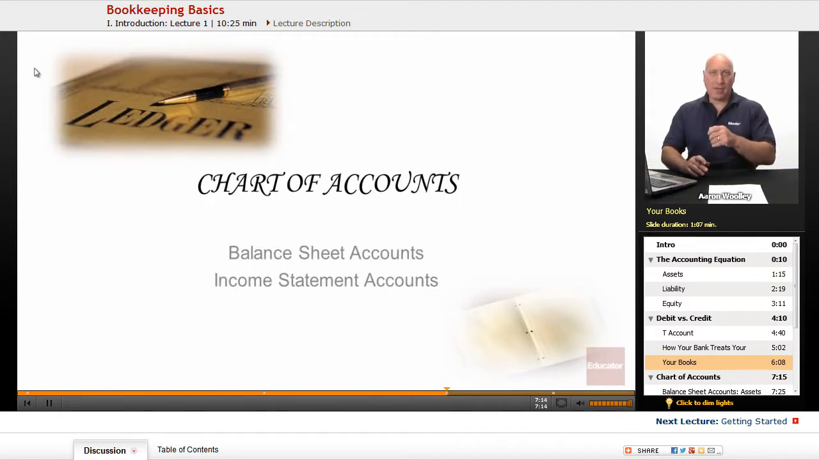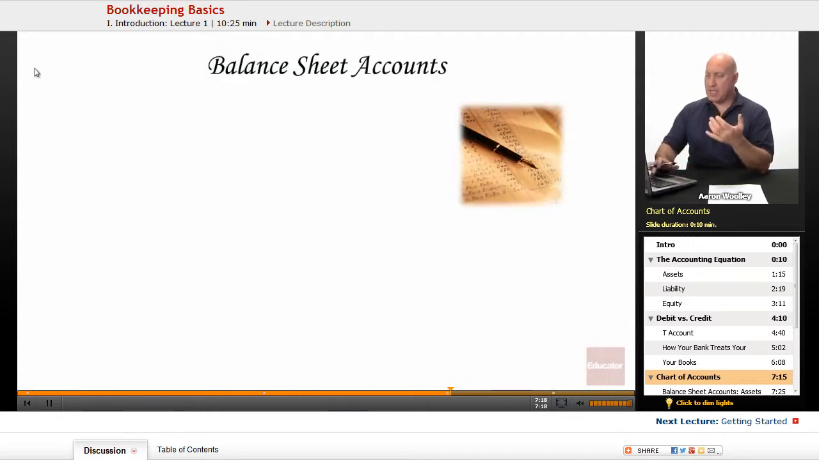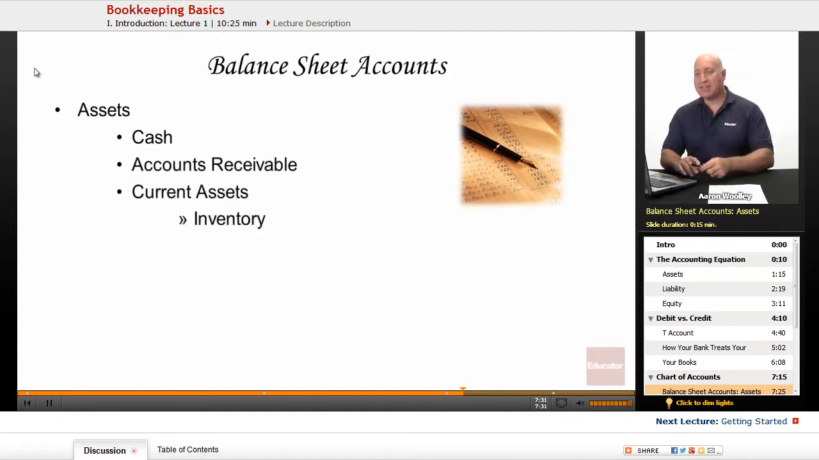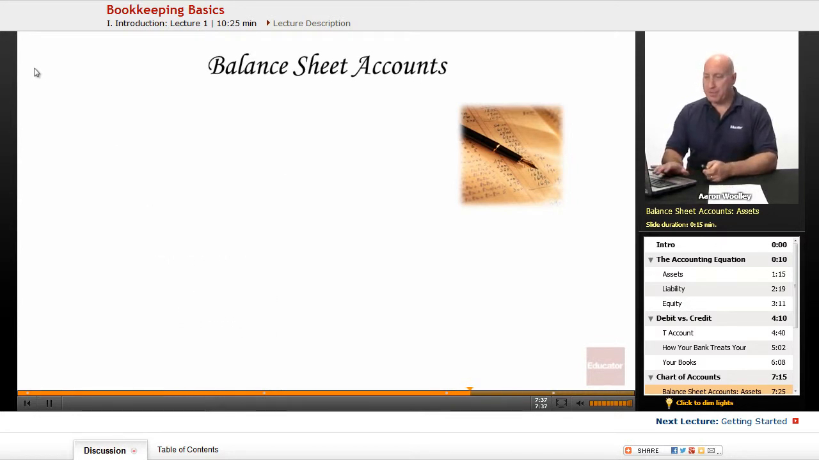Now, the most important thing here next is your chart of accounts, the balance sheet accounts and income statements. What are all these? The balance sheet accounts: assets, liabilities, and equity. Assets, such as cash, accounts receivable, current assets like inventory, fixed assets like a truck, machinery.